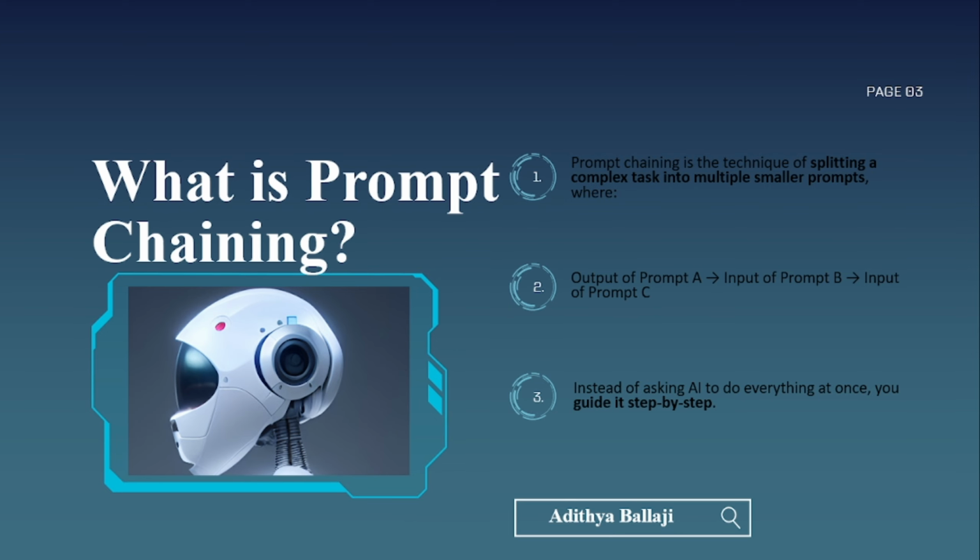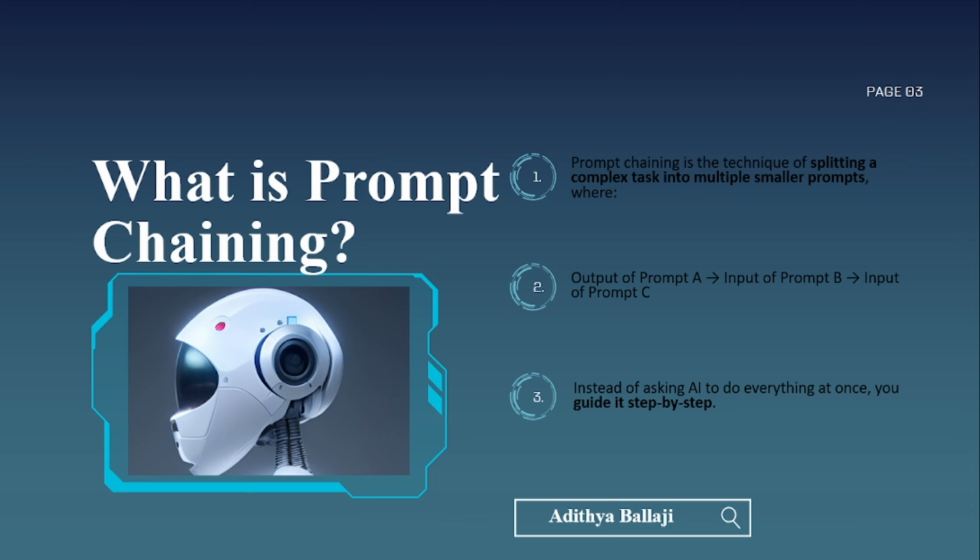Starting off with prompt chaining. Prompt chaining is a technique of splitting a complex task into multiple smaller prompts. You might well be aware of chunking, where you break down the data into small parts and feed it to the AI. Here we are not going to break down the data. We are going to break down your prompts into smaller prompts so that the complex task is carried out smoothly.